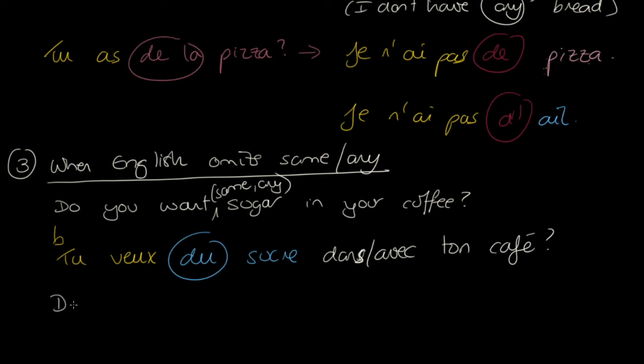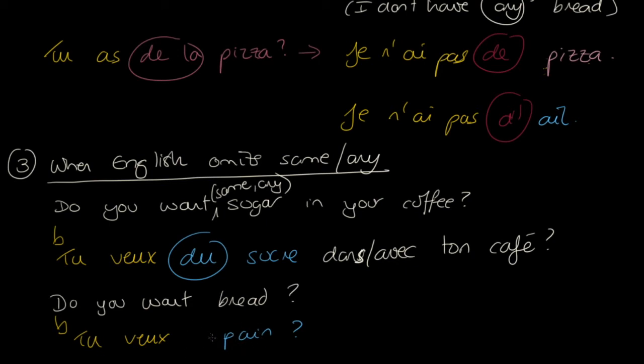So, do you want bread? Do you want bread with your soup? Let's go with tu veux. Bread is masculine. Tu veux pain. I've translated it word for word there, haven't I? Do you want? Tu veux, or it could be veux-tu. Bread, pain. But I'm missing something. I cannot have my noun left by itself in French.